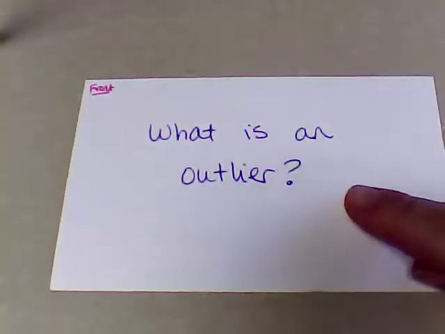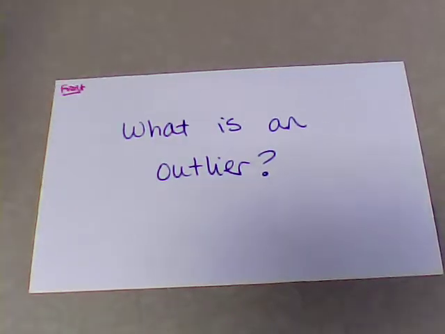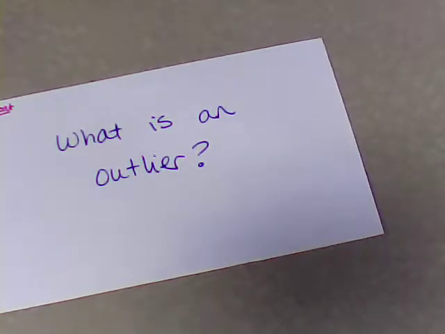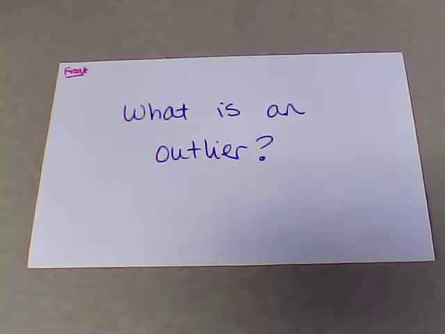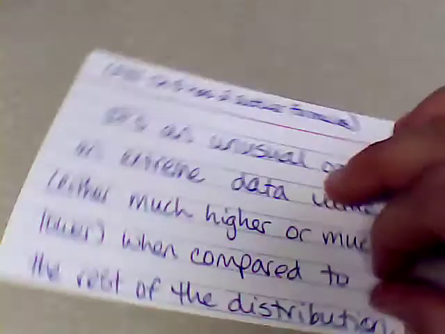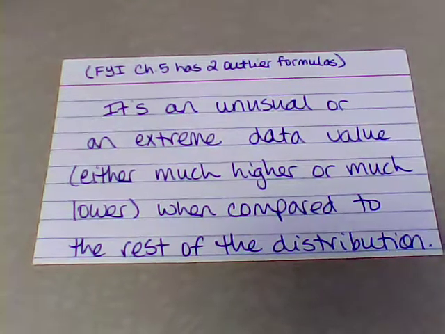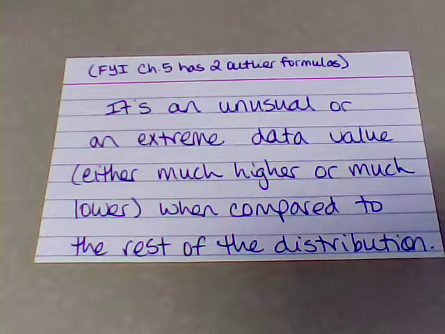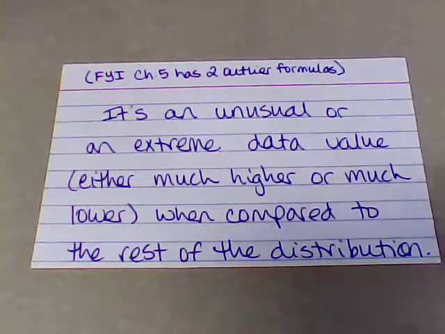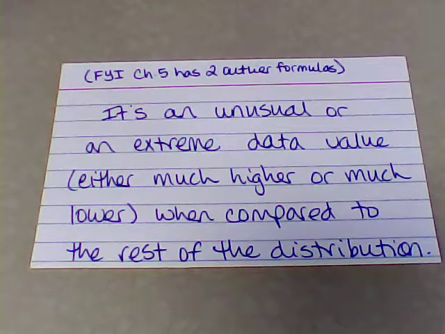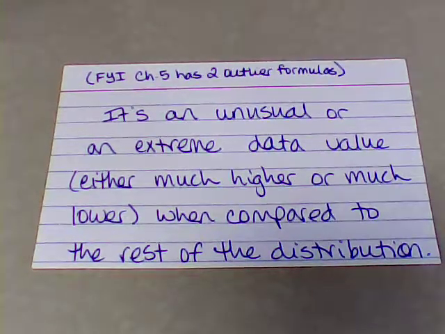The next thing is outliers, or unusual features. The unusual features are mostly if there are any peaks or gaps. Okay, so an outlier is an unusual or extreme data value. It's either much higher or much lower when compared to the rest of the data in the distribution. When chapter 5 comes along, we're going to have actual formulas to find outliers. Right now, it's enough to be able to look at a distribution of data and say, that looks like a strange data point, let's label it an outlier.